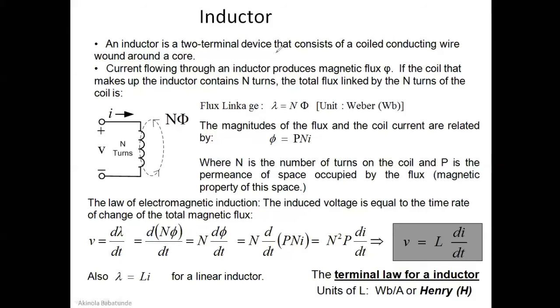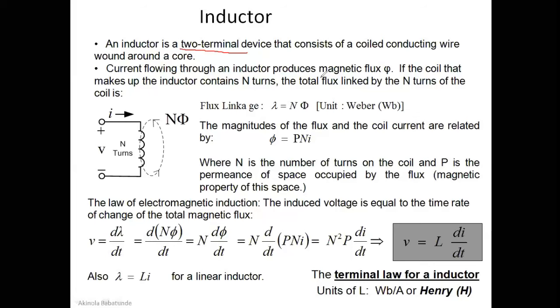An inductor is a two-terminal device. Pay attention to two-terminal device. Two-terminal device will mean we have the positive and the negative terminal, up and down, that consists of a coiled conductive wire. So this is the coiled conductive wire wound around the core.